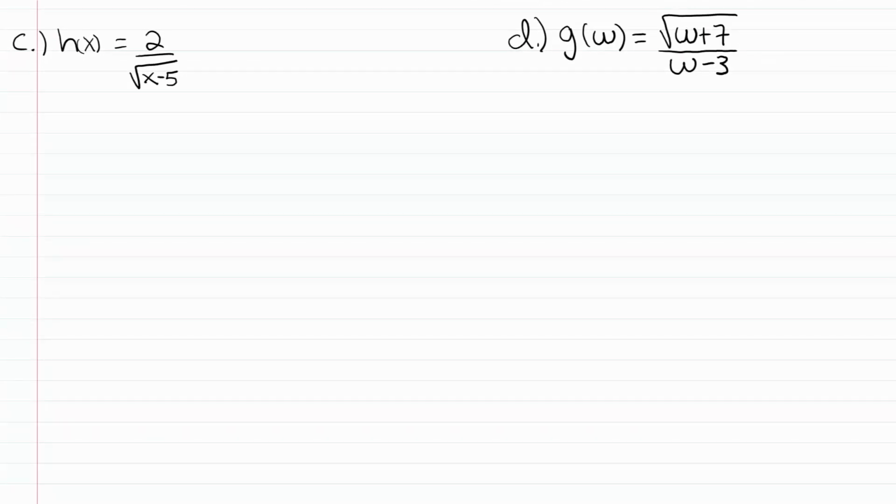All right, so let's take a look at C. For C, we have both a fraction and a radical, so we've got to be on the lookout for both issues that can cause a problem, right? So what are the acceptable values for x? In other words, what's the domain of this function?